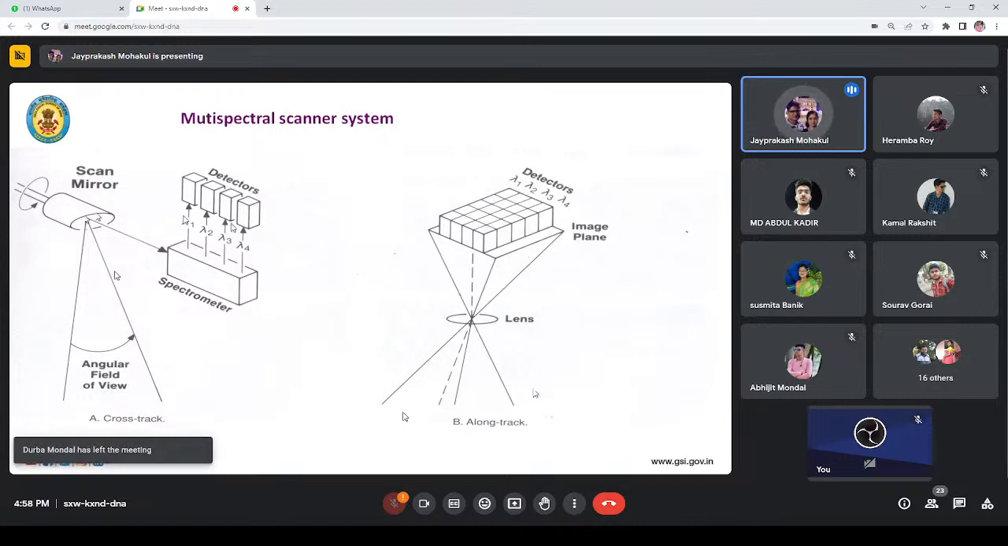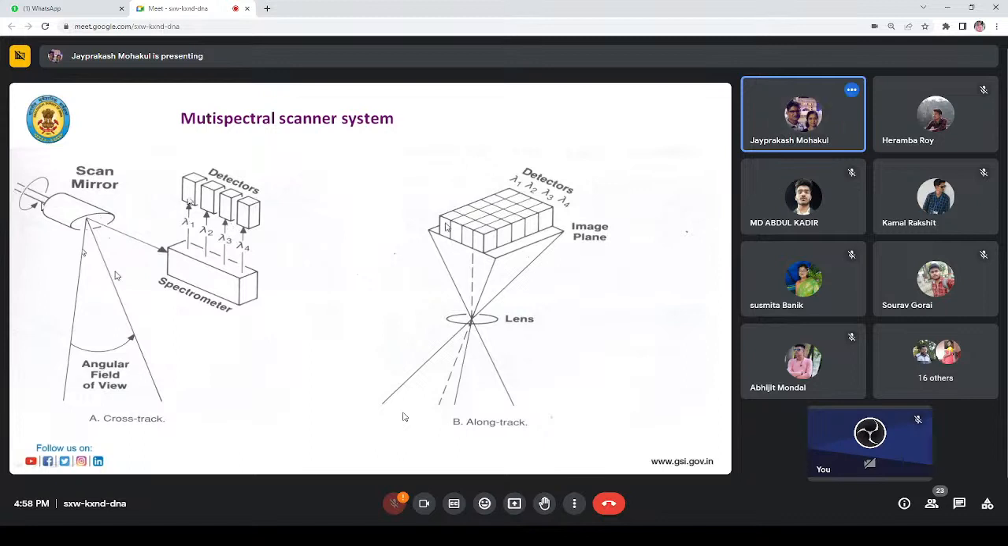This 185 kilometer swath of Landsat is covered by one detector, just swinging like this, forward, backward, forward, backward. The scanner also will be descending. This sensor will be descending, no? So it goes on scanning line by line.